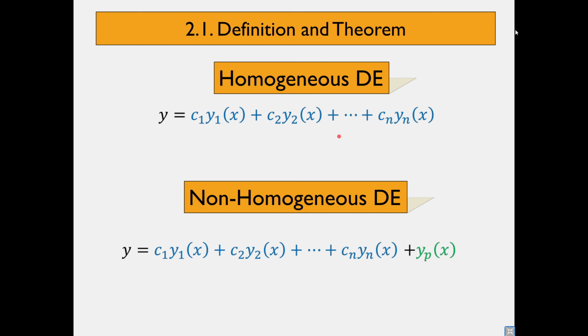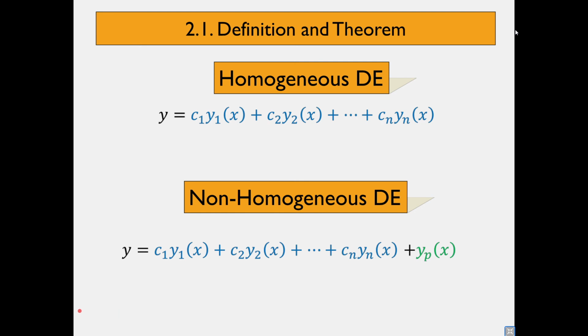For the non-homogeneous differential equation, your y is like this. C1 y1(x), C2 y2(x), Cn yn(x), and the last term is yp(x). This is called particular solution. So you can write y equals yc, complementary solution, plus, easy to remember, yp. So this is the short form in order to find y as a final output.